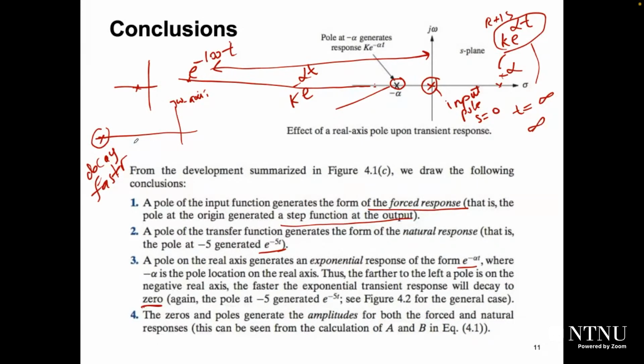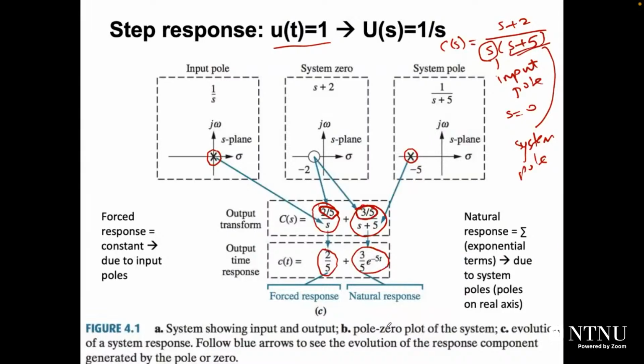Zeros and the poles will generate the amplitude for both the forced and the natural response. I want to go back to this slide here. We have got here 2 divided by 5, and this amplitude will be generated by both the poles and the zeros, right? That part, 2 divided by 5, 3 divided by 5. So in fact, it's a common contribution between both system poles and zeros.